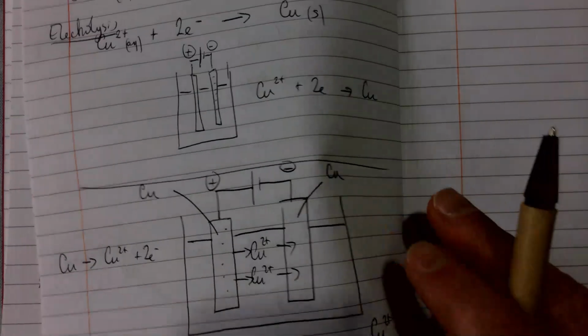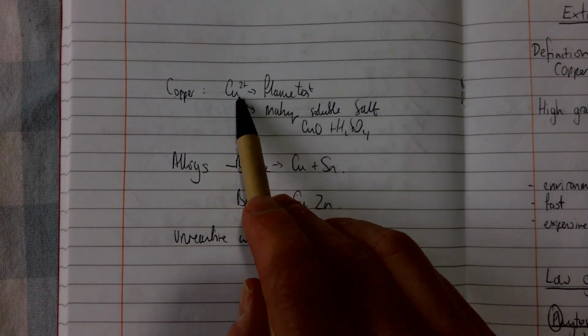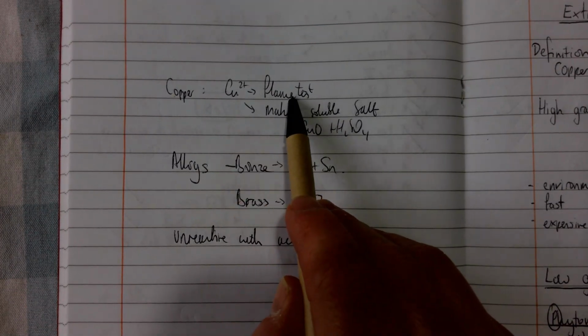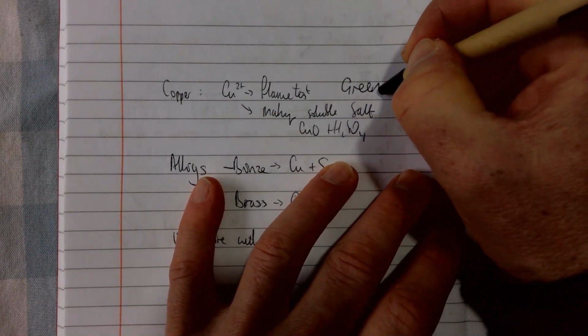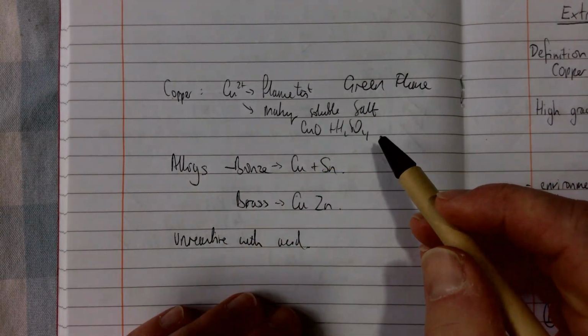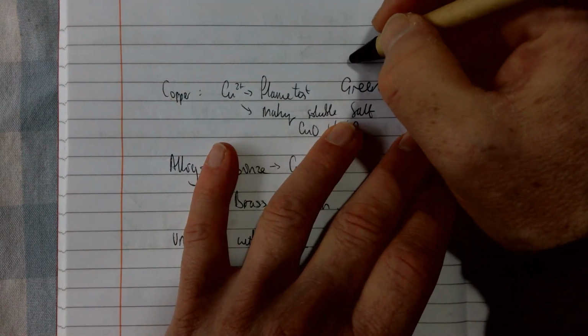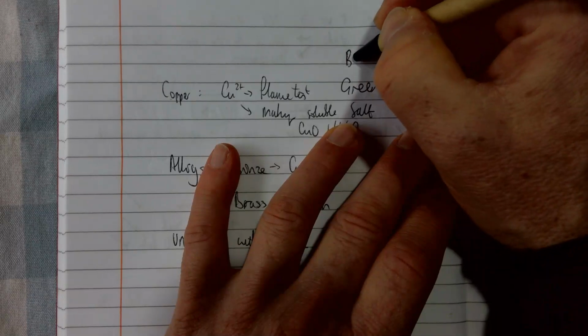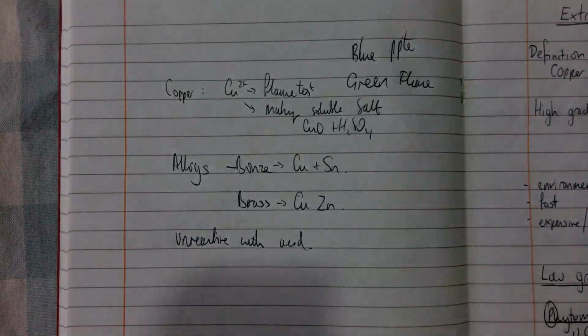It's worth also saying that copper appears a few other times in the specification, so I've made a couple of notes just to remind you. You need to know the flame test approach for testing for copper, and you get a green flame. You need to know the other test for copper, which is the precipitation test with sodium hydroxide, and you get a blue precipitate. PPTE is your shorthand for precipitate.